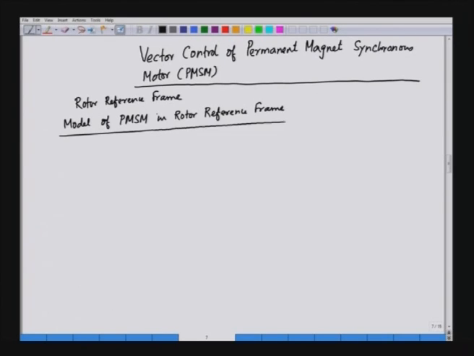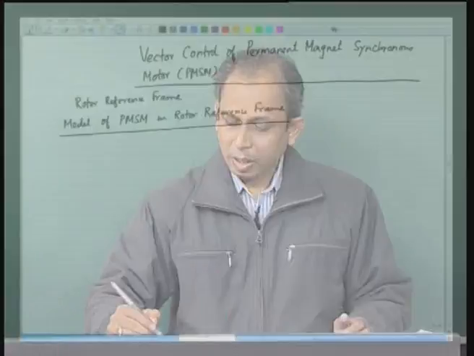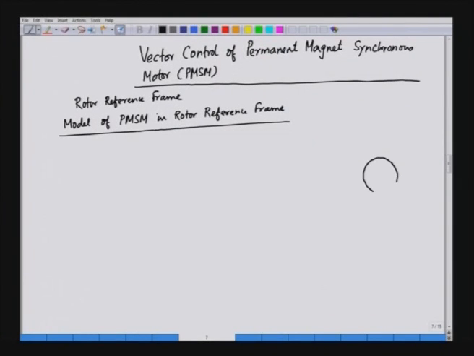So, in this case we have a 2 axis model. The machine is running at a speed that is equal to omega r. So, we can write down the equation in the stator d axis and the stator q axis. The rotor in this case is a permanent magnet. So, we have a north pole here and we have a south pole here. This is our d axis and orthogonal axis is the q axis.